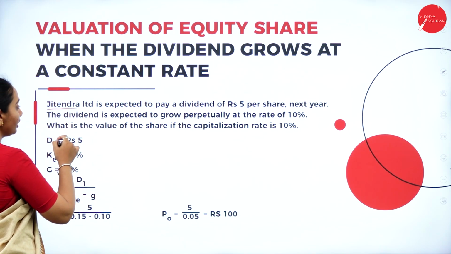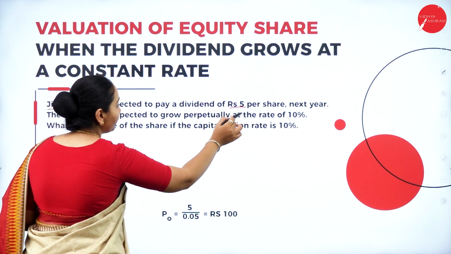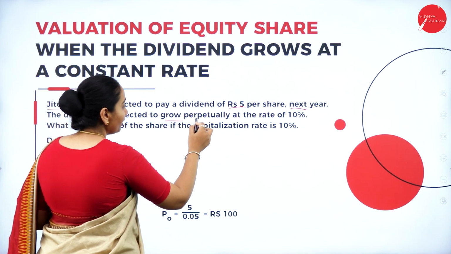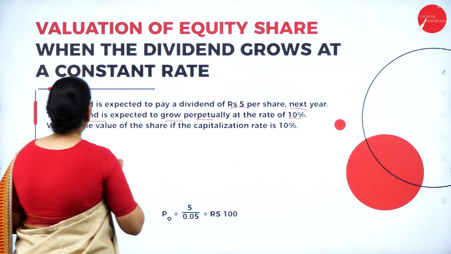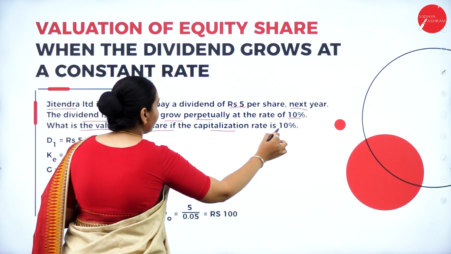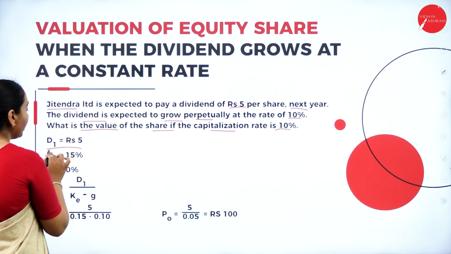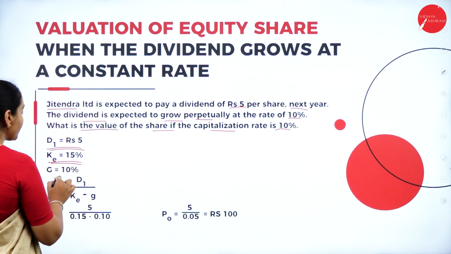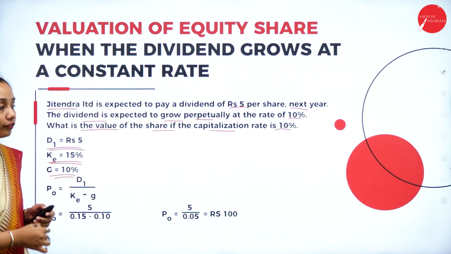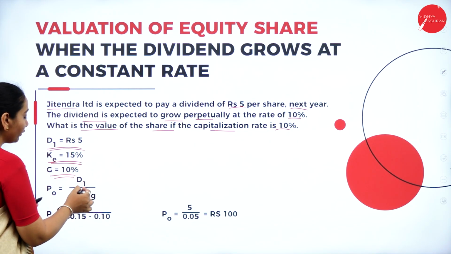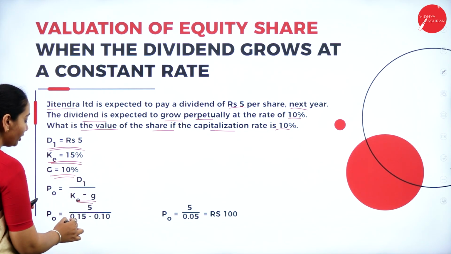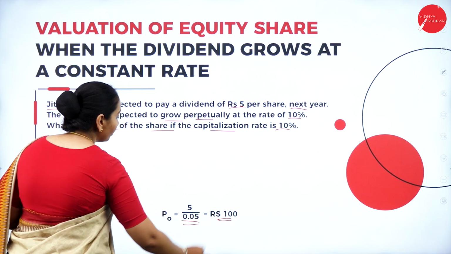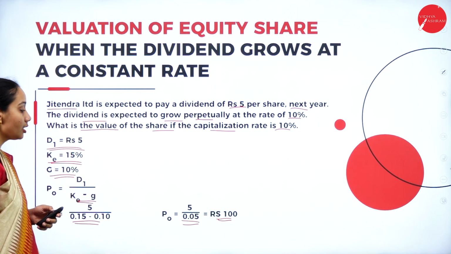So we'll see the question. Jitendra Limited is expected to pay a dividend of rupees 5 per share next year. The dividend is expected to grow perpetually at a rate of 10%. So what is the value of the share if the capitalization rate is 15%? Here the dividend they are expecting for next year is 5 rupees, the capitalization rate is 15%, and there is a growth of 10% from the coming year. So D1 divided by KE minus G. We'll get 5 divided by 0.15 minus 0.10. So we'll get 5 divided by 0.05. So the present value of the equity share is rupees 100.